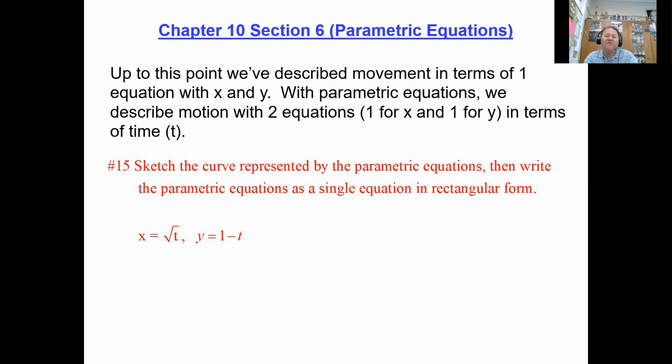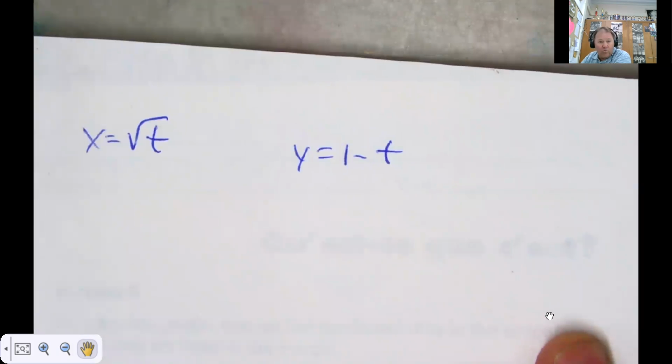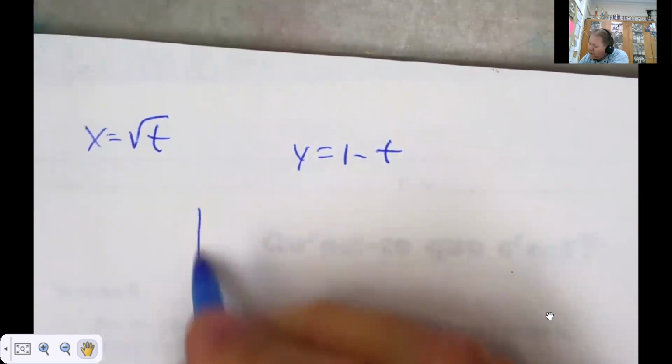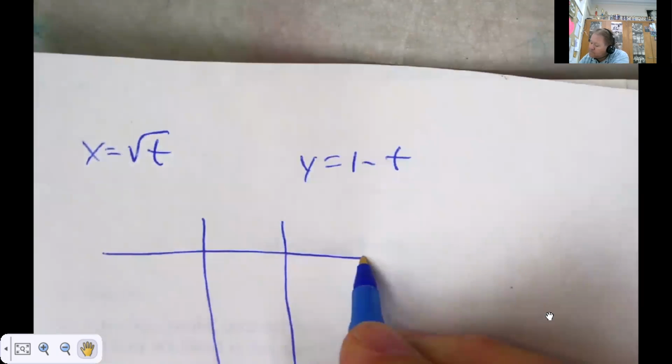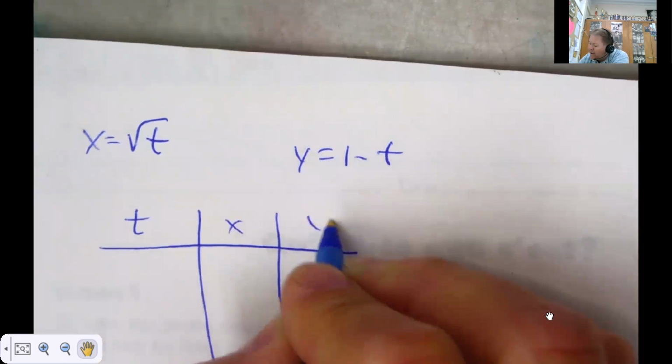Okay. So here it says sketch the curve represented by the parametric equations. I should probably write those down. The parametric equations are x equals the square root of t, where t is time, and y equals 1 minus t. So let me show you that. If these are my two parametric equations, and I want to graph this motion, what I'm going to do is make a table with t, x, and y.